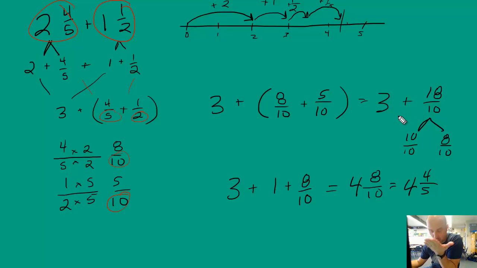Sorry, rewind that one. I got 18/10, which was an improper fraction. Ding, ding. So I busted that out into 10/10, which was my whole, and 8/10, which was my fraction. And I said 10/10 was 1, and 8/10, and so I added those up to get 4 and 8/10, and I simplified that to say 4 and 4/5.